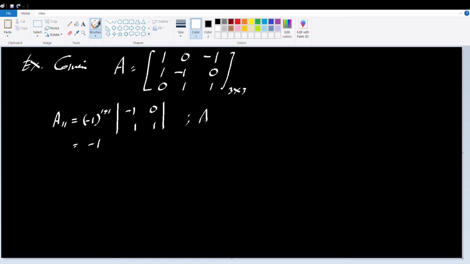Let us go to A12. It will be negative 1 raised to 1 plus 2 times the determinant of, delete the first row, second column. So we'll be getting 1, 0, 0, 1. So that will give us negative 1 raised to 3 is negative, and then the determinant of 1, 0, 0, 1 is 1.